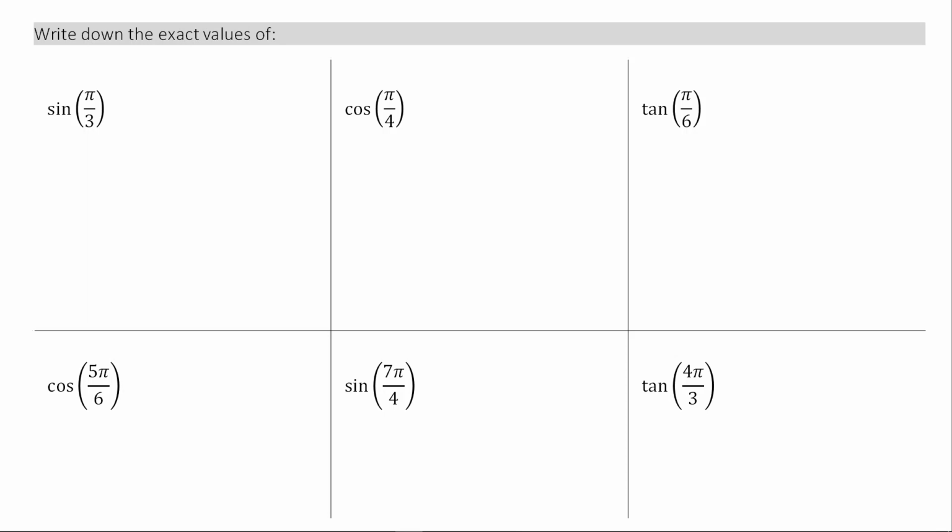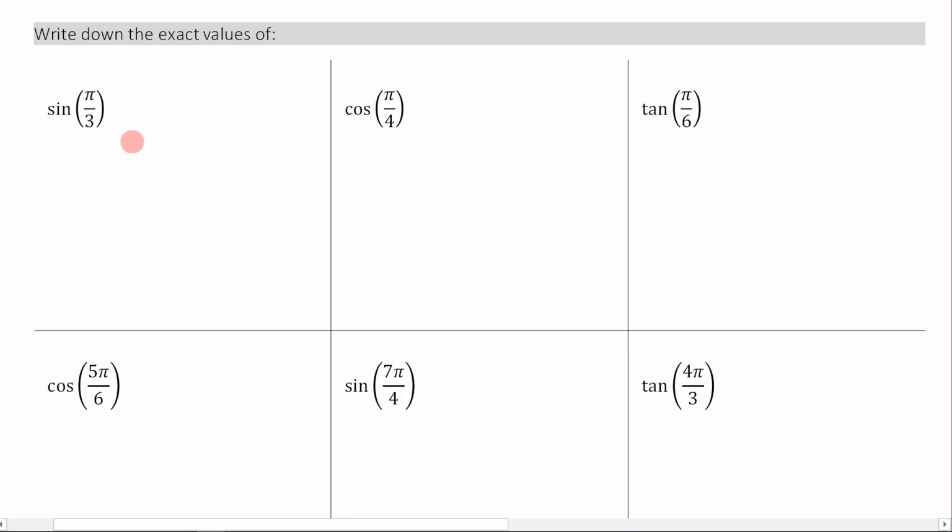Welcome. So this is part 2 of the lesson in which we're talking about exact values, and we're now going to go through some questions. So the instructions are write down the exact values of the following. First things first, sine of pi on 3. So these ones are very straightforward because we know the angle pi on 3 very well. It's something that we have memorized.